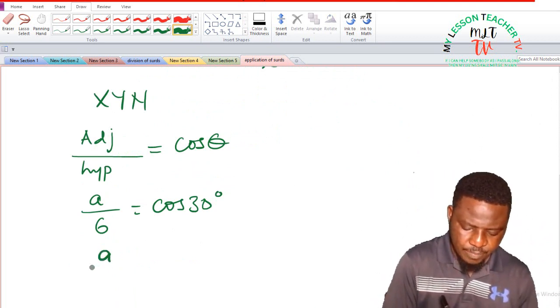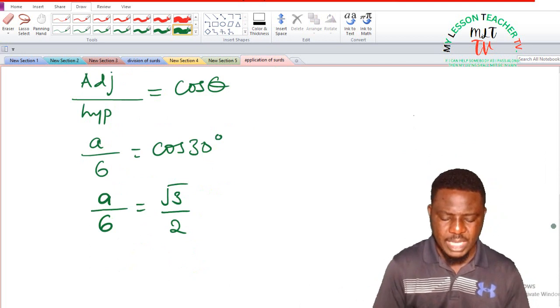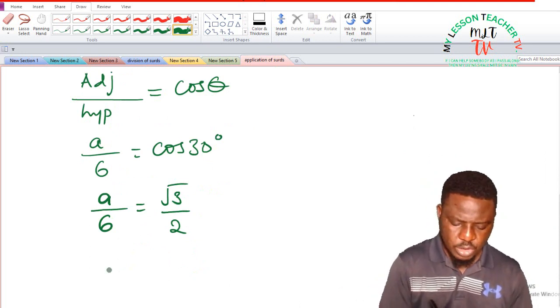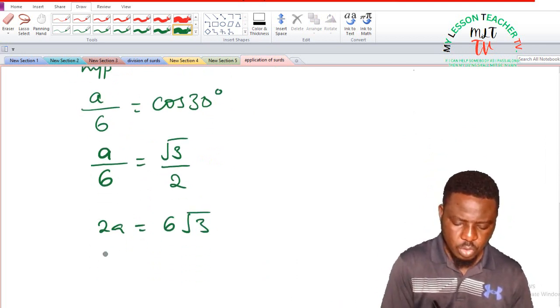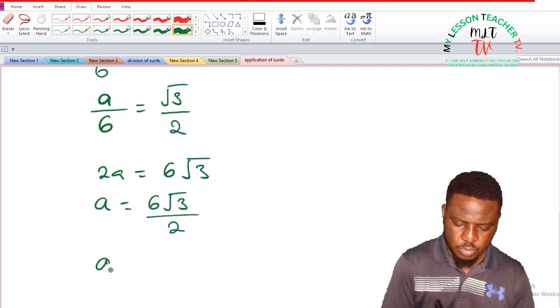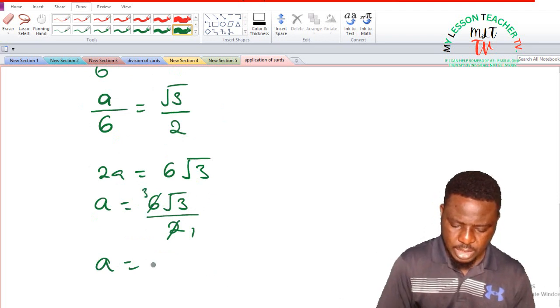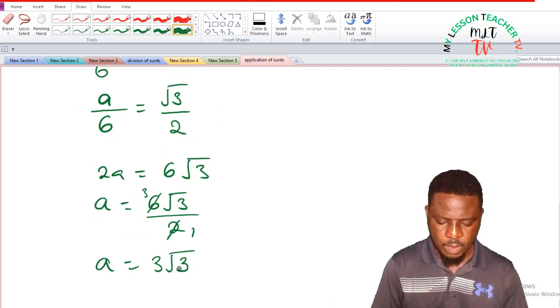So when you substitute, you have A divided by 6 is equal to root 3 over 2. You then substitute to make A the subject of the formula. When you cross multiply, you have 2A to be equal to 6 root 3. And dividing both sides by 2, you have A equal to 6 root 3 divided by 2, giving us A equal to 3 root 3.